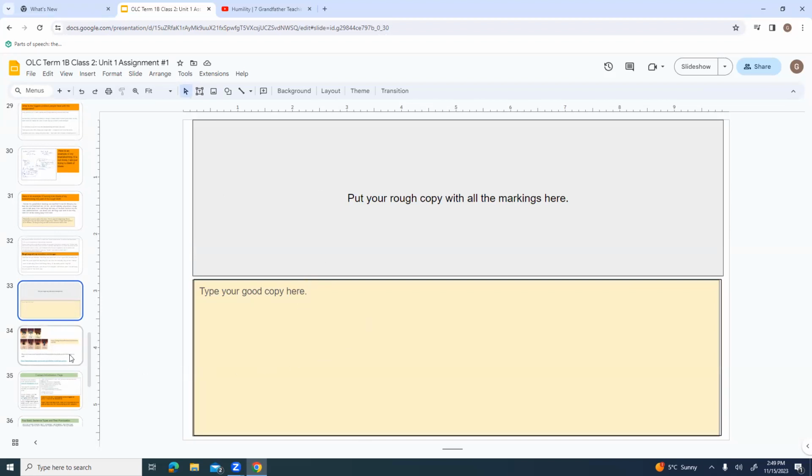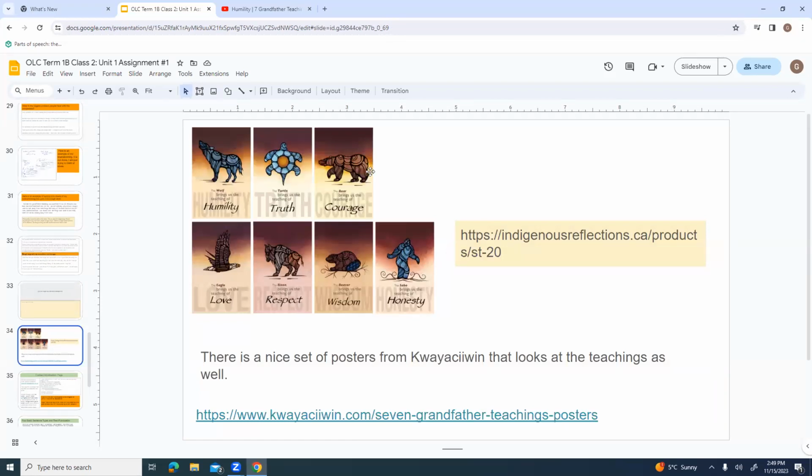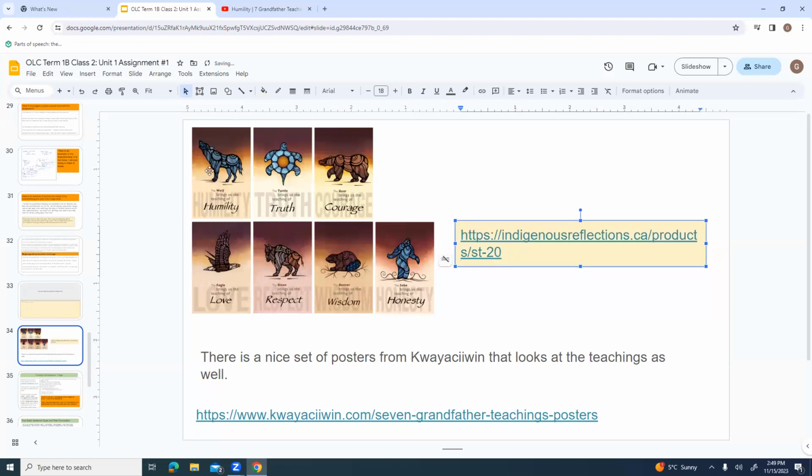Okay. If you're looking for other ideas, Indigenous Reflections has a nice little spot here where there's some of the animals that represent the teachings. There is also a nice set of posters from Quechuan that looks at the teachings. Just remember that I can't copy this. Like so it says here, the SAB brings us the teaching of honesty. I can't write that word for word because that would be plagiarism. So please be mindful of plagiarism as you do this assignment.